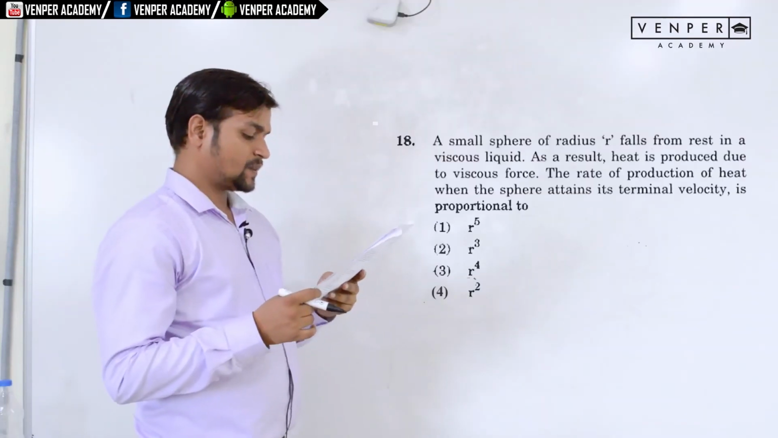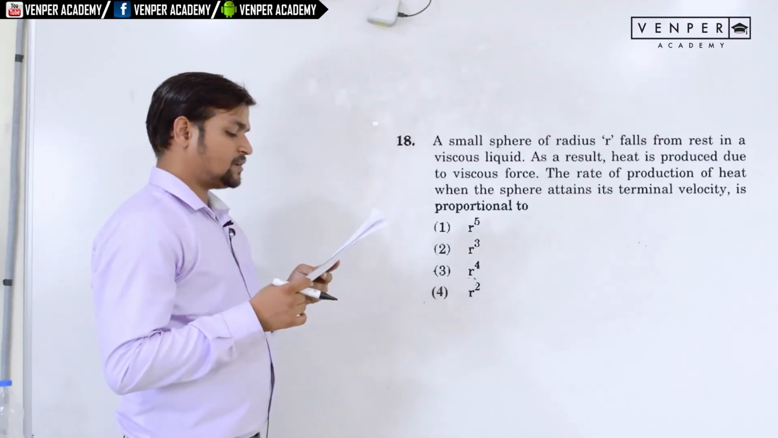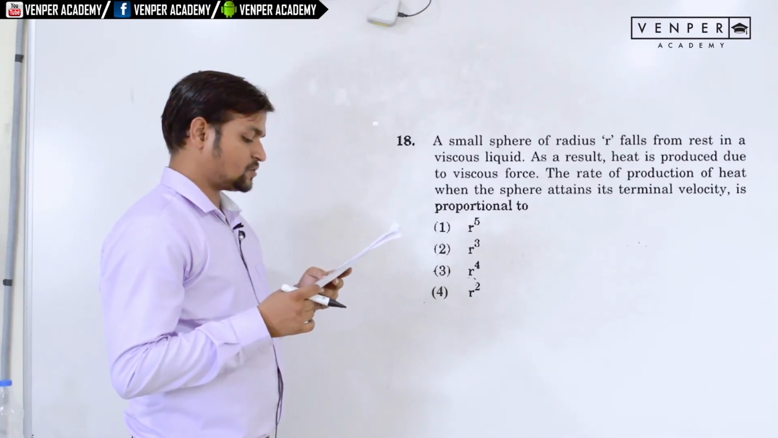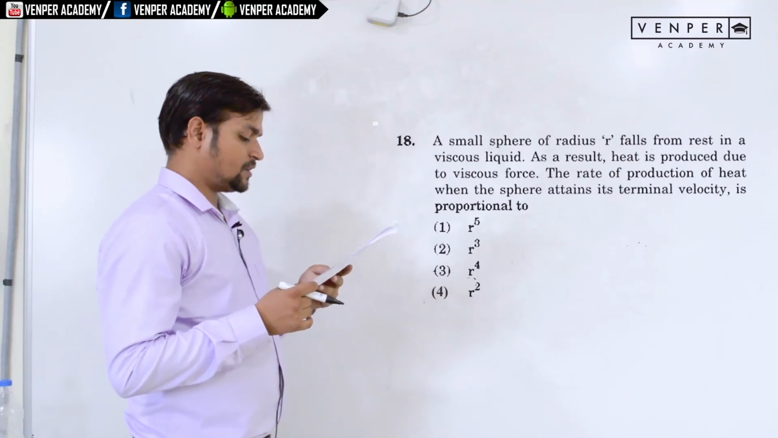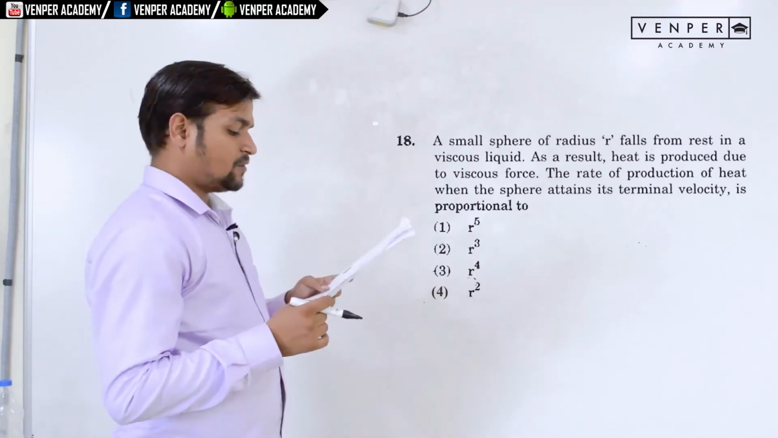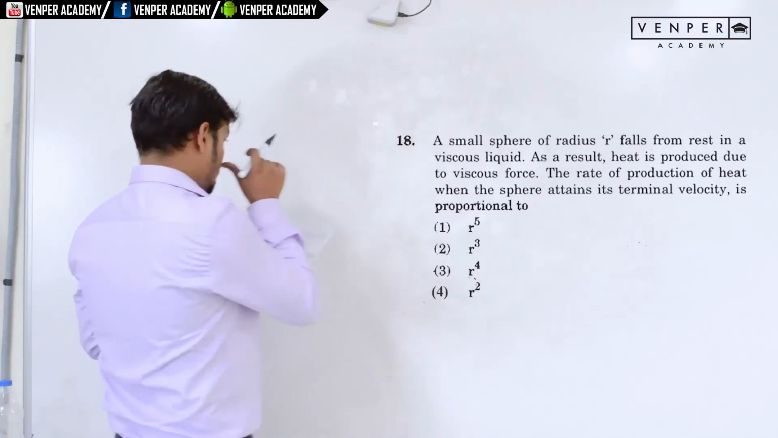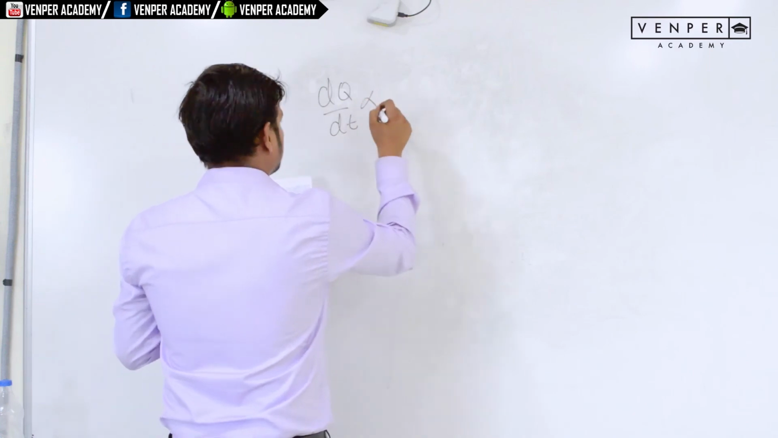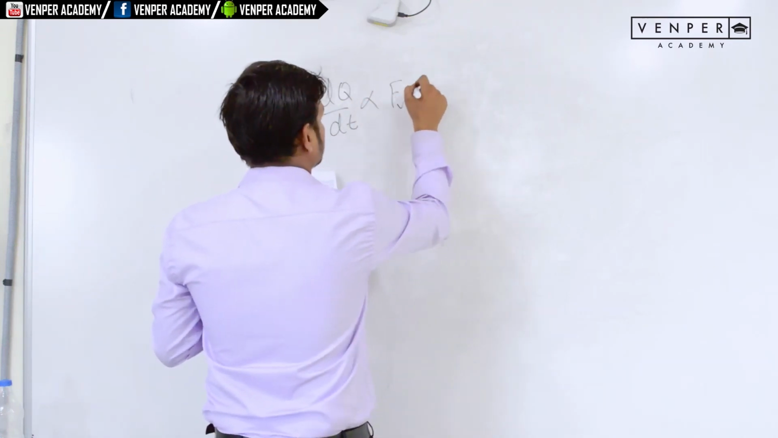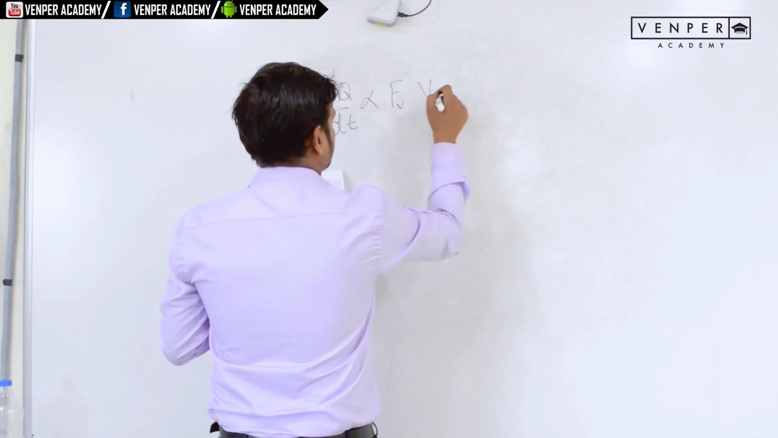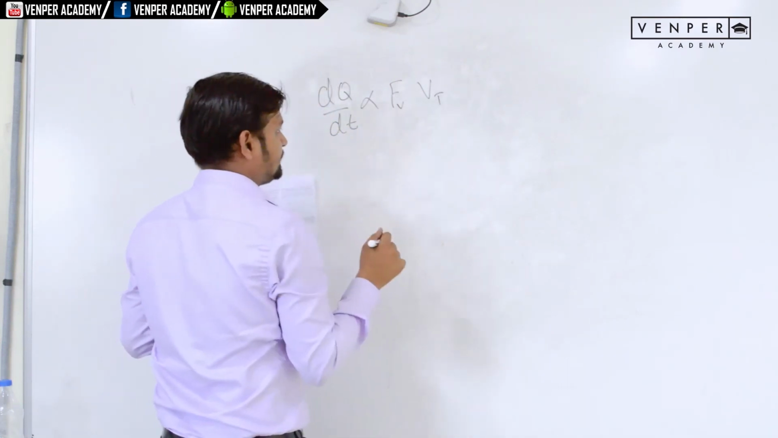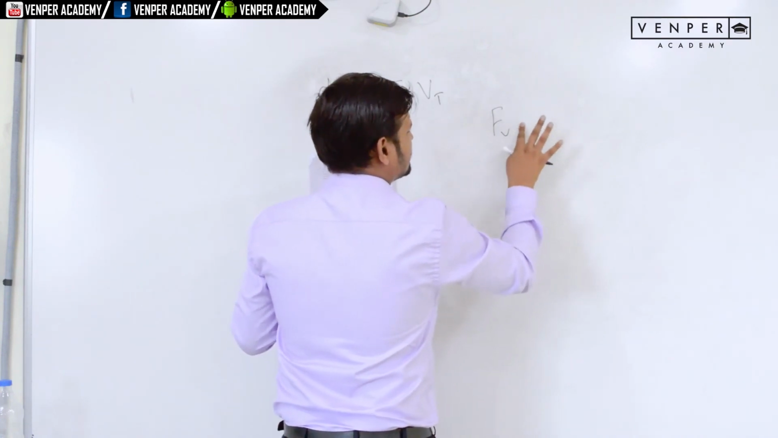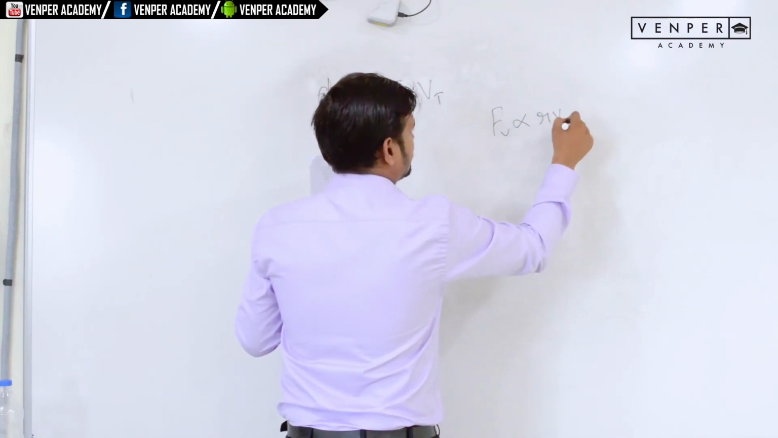Question number 18. A small sphere of radius r falls from rest in a viscous liquid. As a result, heat is produced due to viscous force. The rate of production of heat when the sphere attains its terminal velocity is proportional to. Okay, you can say that dQ by dt is proportional to viscous force into its Vt. Clear? And Fv is directly proportional to R into Vt.